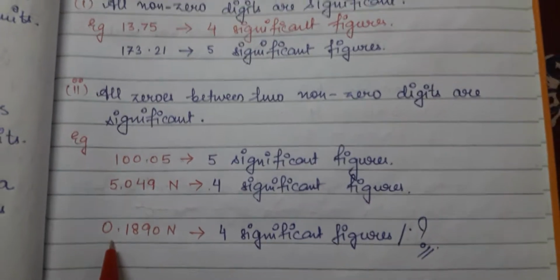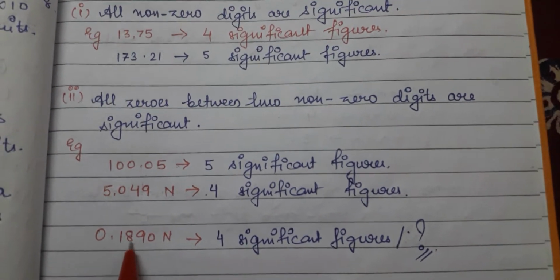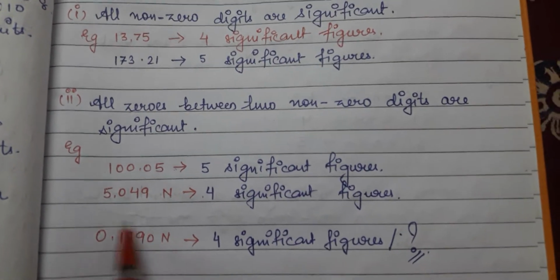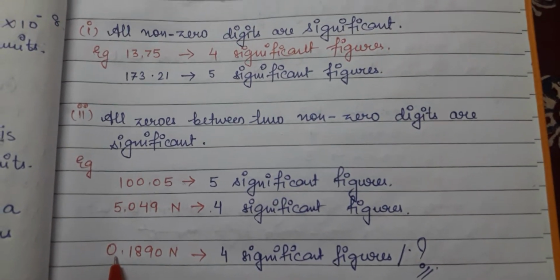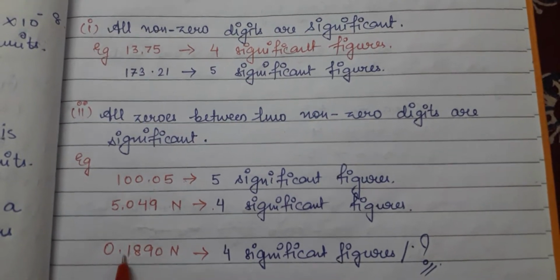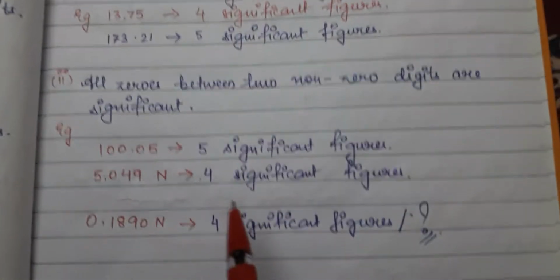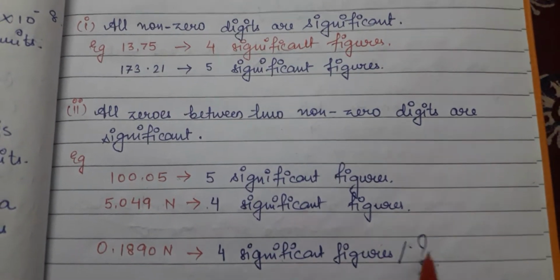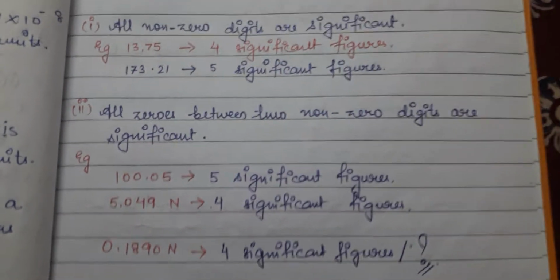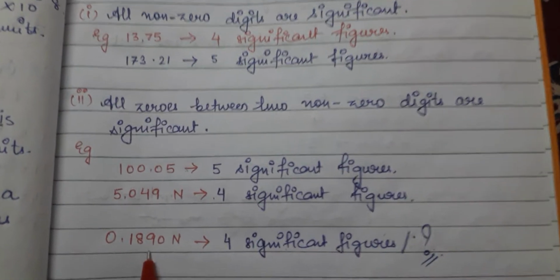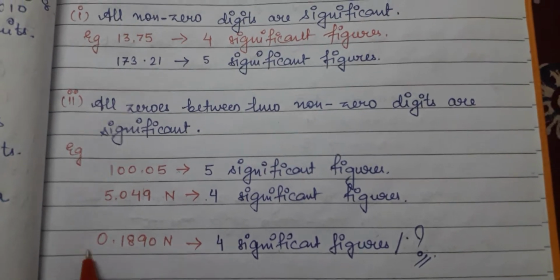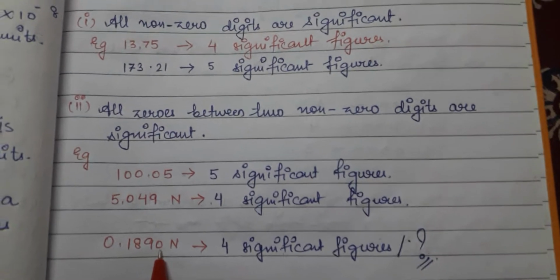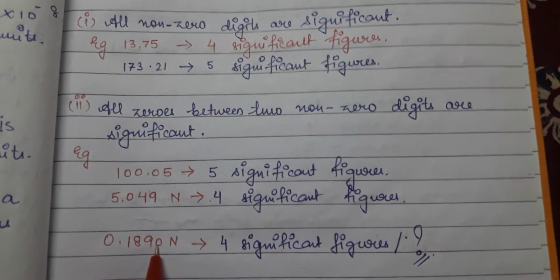Okay. Suppose it has been given 0.1890. Can you say, ma'am, how many significant figures are there? Do we need to include this 0, or this 0, or are there only 3 significant figures? I have written 4 significant figures. If you have any query or doubt, we will go to the next rule and then we will answer this question. Is there any possibility that we need to include both the zeros, or we should include this 0 only? According to the next rule we will come back to this question.